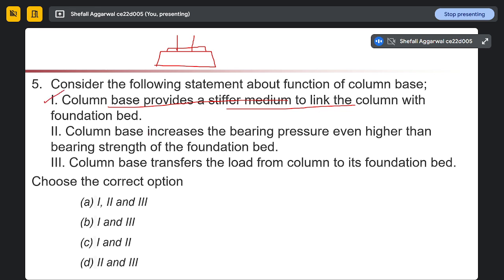Second thing they are telling is it increases the bearing pressure even higher than the bearing strength of the foundation bed. So this is wrong. Normally our base plate actually decreases the bearing pressure onto the foundation bed. So this is the wrong option. Third is the column base transfers the load from column to its foundation bed. So this is the correct option. This is the main usage of our column bases. So the correct option will be first and third, B. Right?